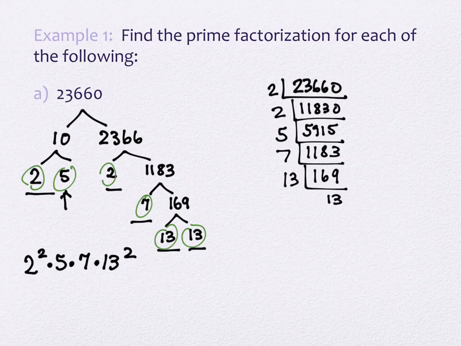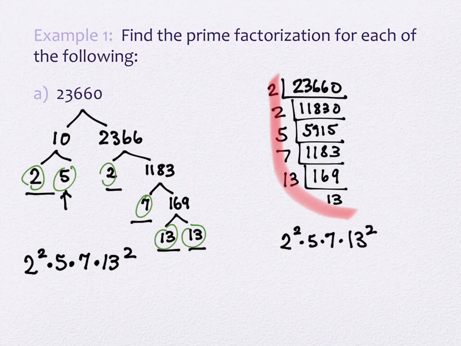The benefit of this method is that they're all here and they're in order. And I like that. I like order, I like structure. Right? I'm that kind of a thinker. So when I look at this, I can see all the numbers and they go in order for me. So I see 2 squared, and then I see a 5, and then I see a 7, and I see 2 13s. And that's my prime factorization.